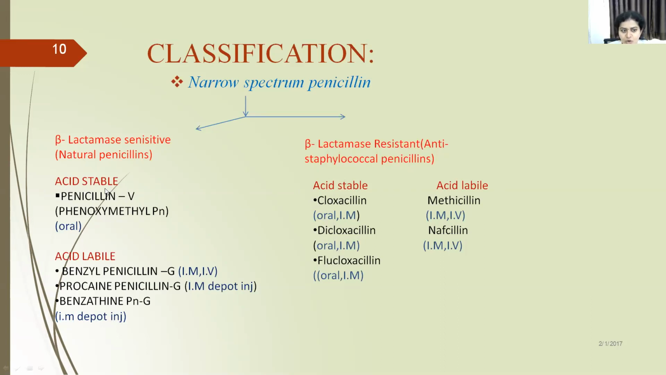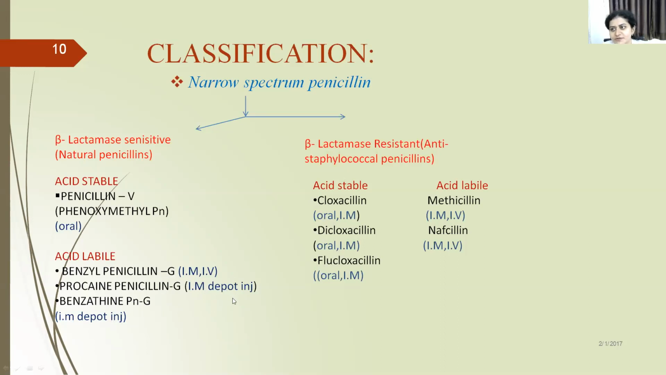gastric acid. Whereas the acid labile group, that is benzyl penicillin G, procaine penicillin G, benzathine penicillin G, all three cannot be given orally because they are not acid stable, they are acid labile, meaning they will get easily degraded by the gastric acid. So the other route you can give these drugs is by intramuscular or intravenous route. And remember, procaine penicillin G and benzathine penicillin G are available in the form of depot injection.